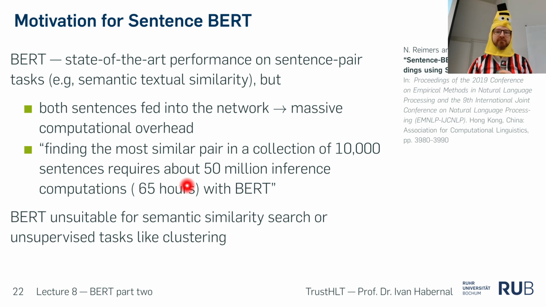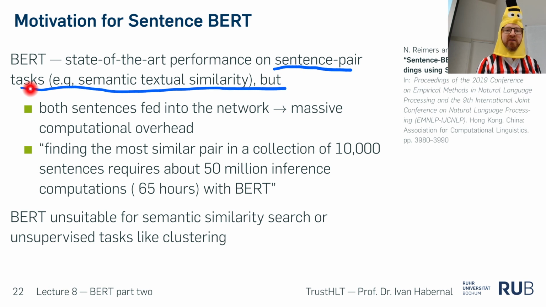So it's basically state-of-the-art performance on sentence pair tasks, like semantic textual similarity. This is by Nils Reimers and Iryna Gurevych, my ex-colleagues in Darmstadt. They did this in 2019, and these days SentenceBERT has millions of downloads on GitHub, and it's used in companies for doing semantic similarity search and stuff like that.